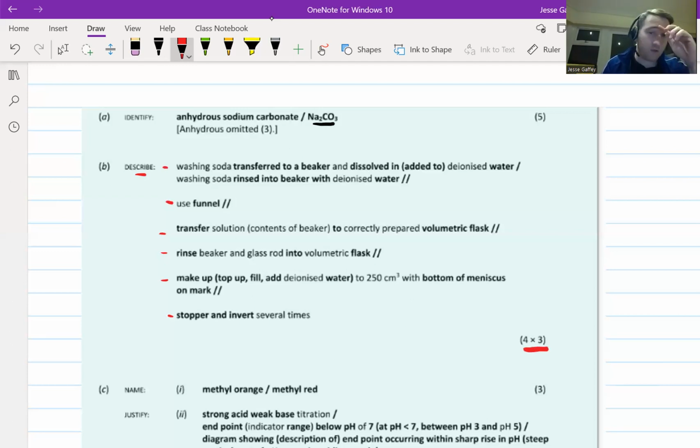Then after you've used the funnel, you're transferring the contents to the volumetric flask. Add the rinsings, okay, into the volumetric flask. Top it up carefully using the deionized water to the bottom of the meniscus is on the mark, the graduation mark, I might have said, and then stopper and invert. It actually doesn't say anything there about reading at eye level. So usually that's where another set of marks is, read at eye level, but it's not there on this particular occasion. Still, I'm hoping that we all had enough to get the 12 marks there.